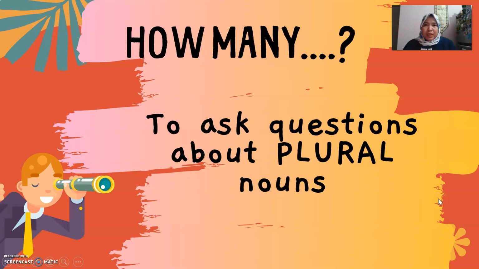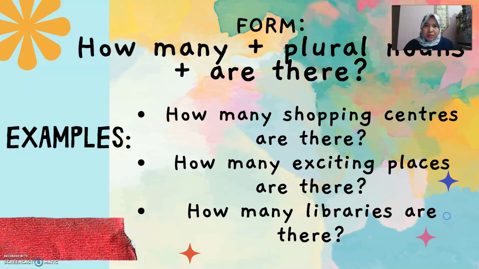When do we use how many? We use how many to ask questions about plural nouns. Plural nouns. Let us take a look at the examples. Before that, how do we form questions using how many? This is how you can form the question. First, you write how many, then you write the plural noun, and lastly, you put are there. Examples are, how many shopping centers are there?